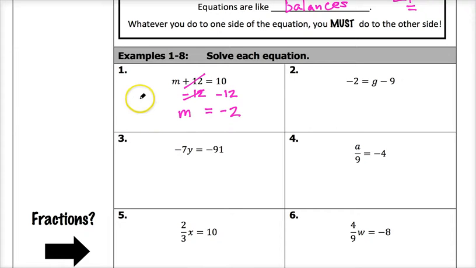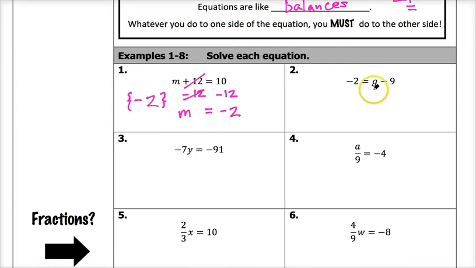You will sometimes see solutions to equations written inside braces. Okay, those are those squiggly lines there. So if you see that on an answer key somewhere, just know that that just means the solution of the equation is negative 2. Okay, for number 2, I have negative 2 equals g minus 9.